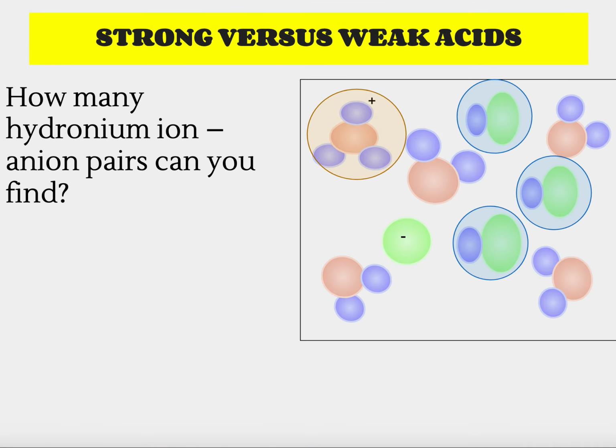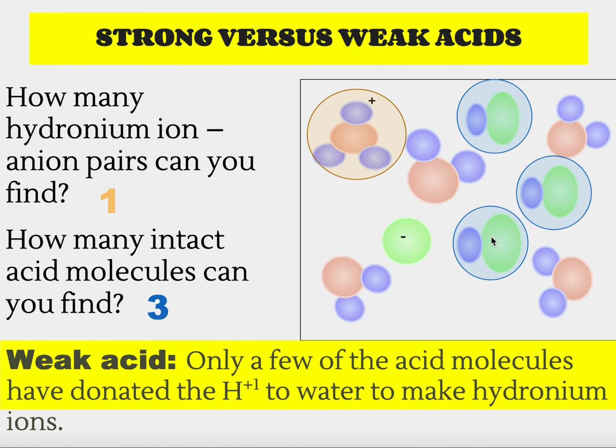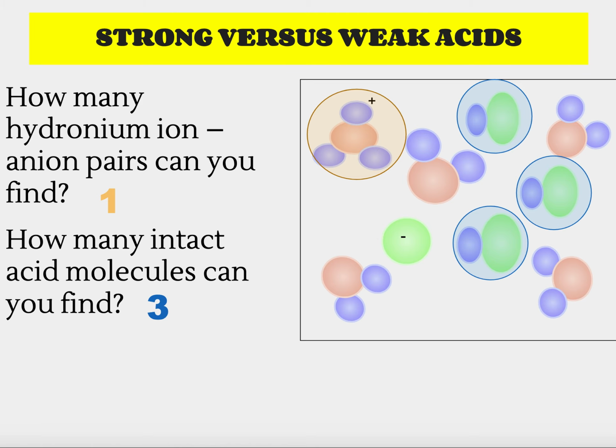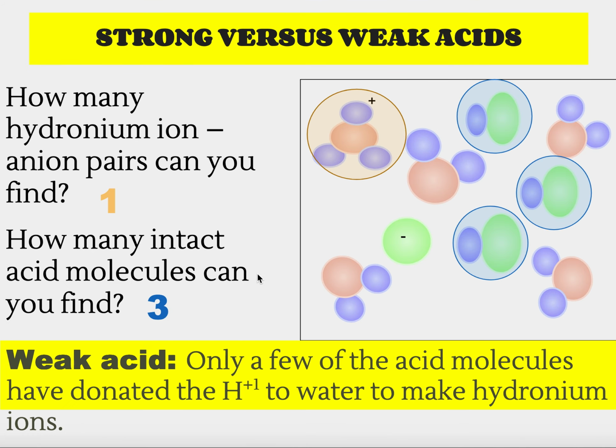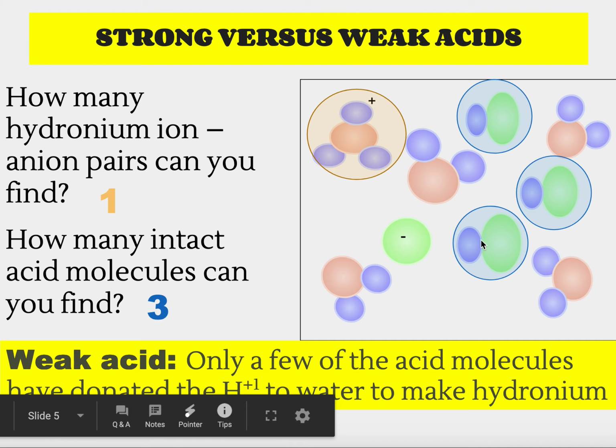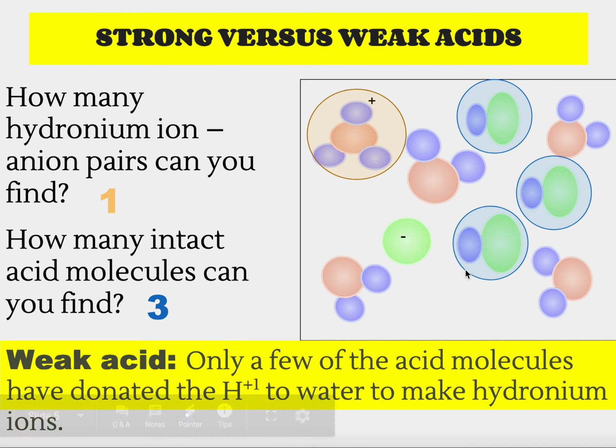Now, if we were to compare this to a weak acid, you'll notice that most of the weak acid actually stays together. Only one of them has donated a proton to form this hydronium. And that's the difference between a strong and a weak acid. In a strong acid, most of the acid molecules split up and make the hydronium ion. For weak acids, most stay together, or only a few split up to make the hydronium ion.